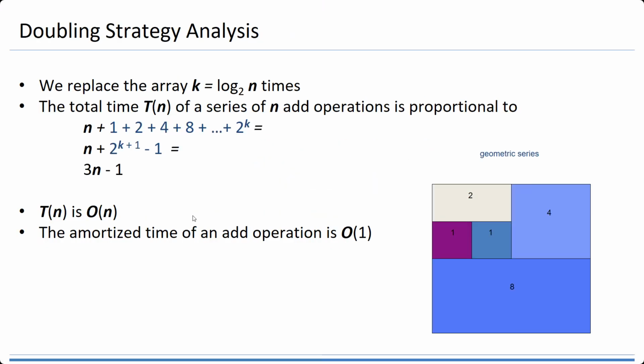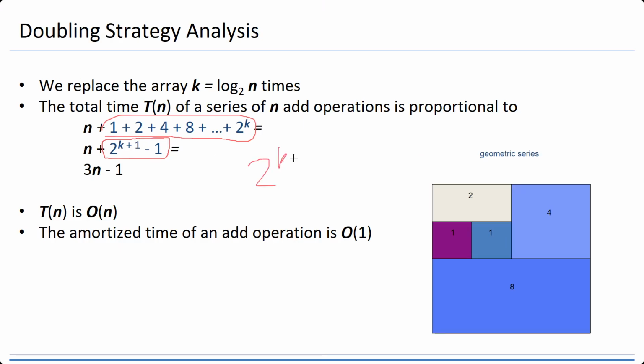How about the doubling strategy? In the doubling strategy, we replace the array with k equals log n. It means this: if I have the total time from the original array, which is n, now I have another series of add operations. I add 1, and then 2, and then 4, and then 8, and so on. So we double, double, double, double. Whenever you have new data, consider it a double size addition, double size addition, and so on. With the geometric series, this can be simplified into this equation.